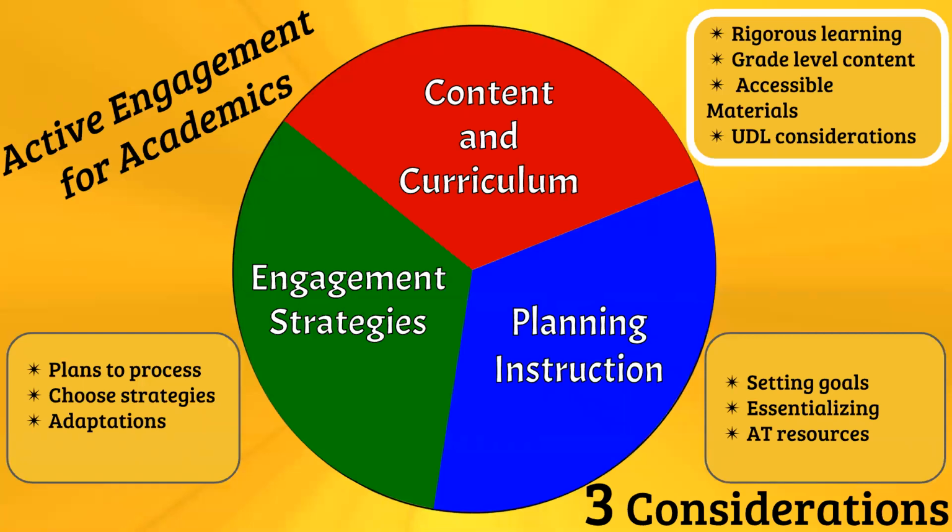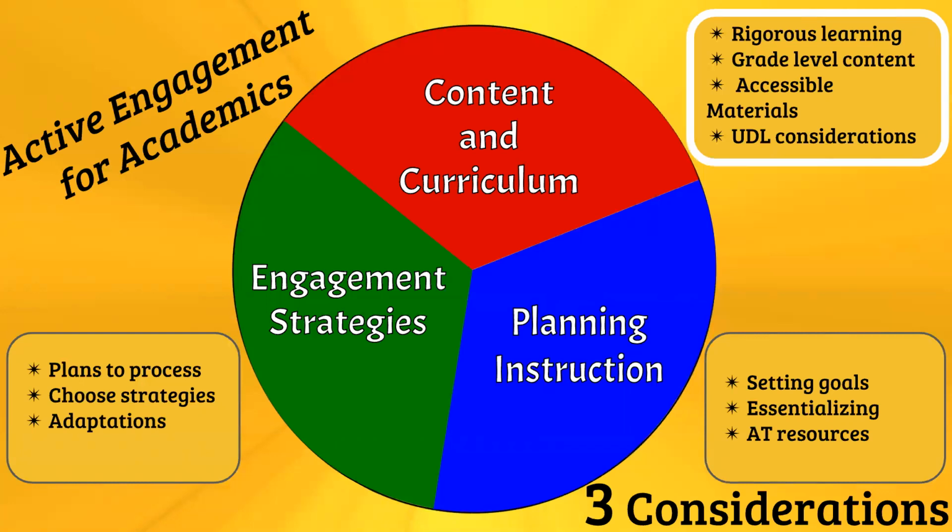First is content and curriculum. This is where we look at how we engage our students' minds in the information. We can do this through rigorous learning. Is it going to interest them or teach them something that they need to know? How can we make the content worth the student's time? Grade level content. Are they accessing information that their grade level peers are also learning?